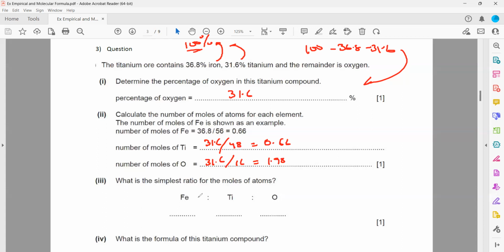Then we need the simplest ratio of the moles. How do we take the simplest ratio? The moles of iron was 0.66, the moles of titanium is also 0.66, and the moles of oxygen was 1.98. To take the simplest ratio, we divide by the smallest value. So we divide all of them by 0.66. So this will be 1, this will be 1, and this will be 3. So the simplest ratio is 1, 1, and 3. Whenever you want to take the simplest ratio, you divide by the smallest value in the combination. Then what is the formula of this compound? This compound contains 1 iron, 1 titanium, and 3 oxygen atoms.